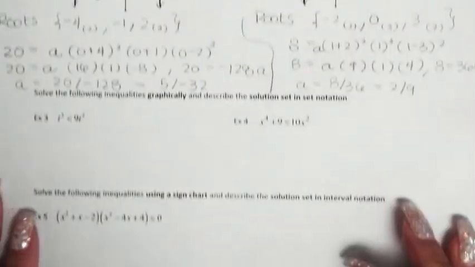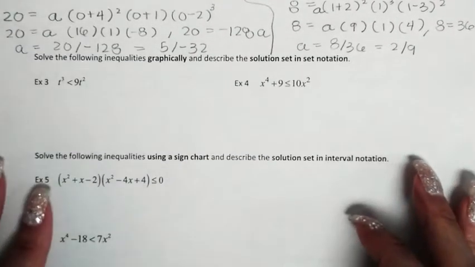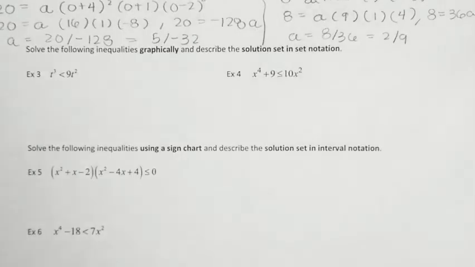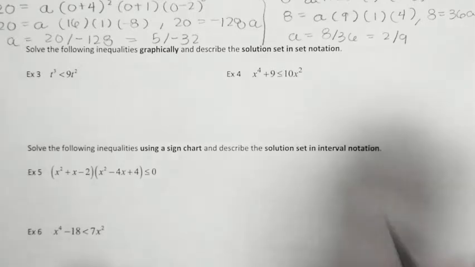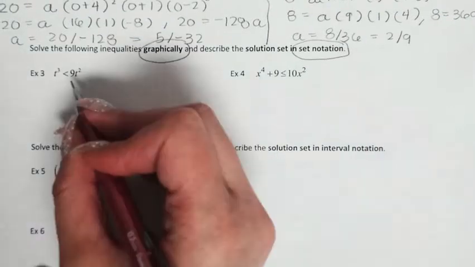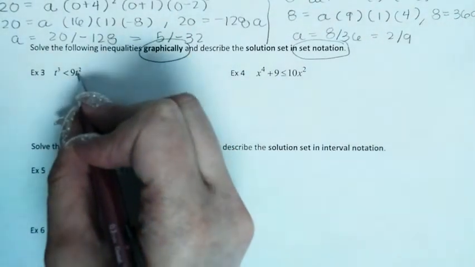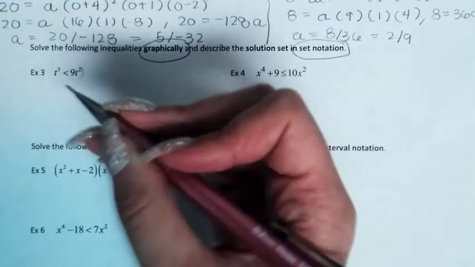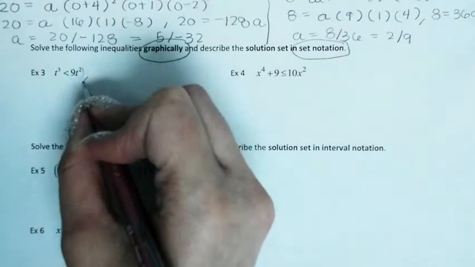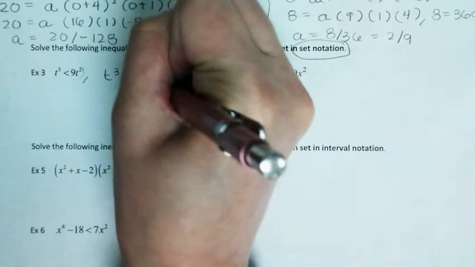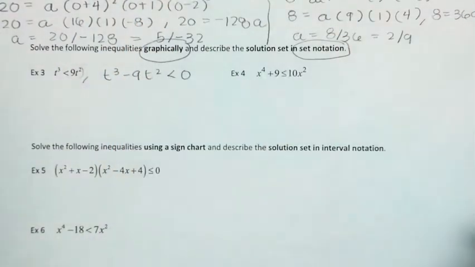Let's move on to inequalities. Please note that it says solve the following inequalities graphically. So we need to use the graphic process and describe the solution set in set notation. Please note two important things. The first thing that you are going to see here is I'm going to move this guy to the other side. Why? Because you know that I'm obsessed with having my leading coefficient positive. So I have that t to the power 3 minus 9t squared is going to be less than 0.